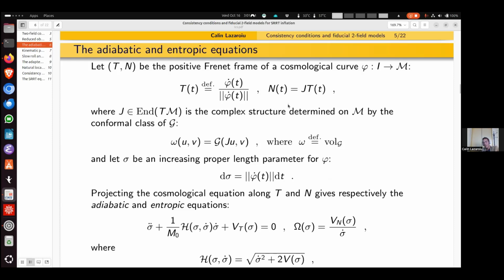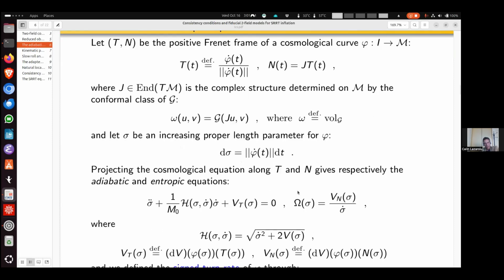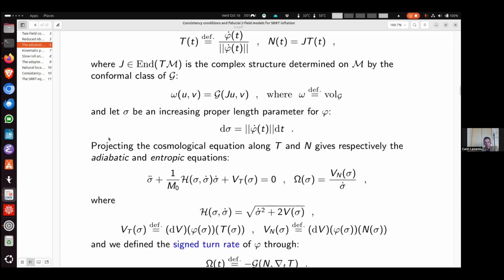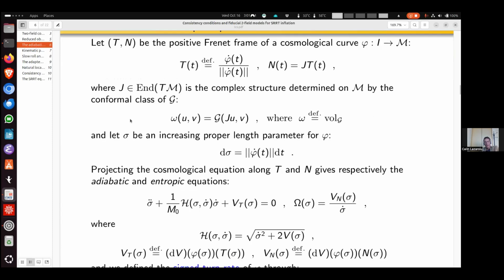Right? So N of t is just equal to J times, where J is an endomorphism of TM, applied on T of t. So that's an elegant way to express the relation between N and J for this positive Frenet frame. So T of t is just the normalized tangent vector to phi at the point t. Okay.